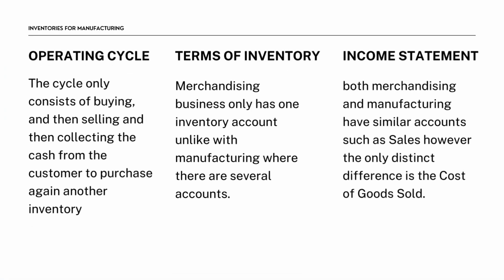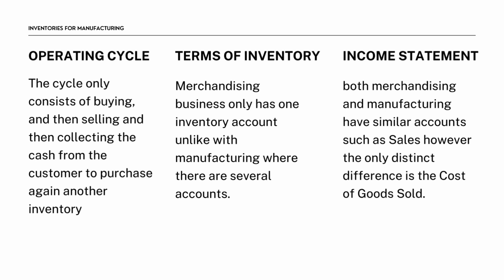In differentiating them, let us first proceed with the operating cycle. So in merchandising, the cycle only consists of buying, then selling, and then collecting the cash from the customer to purchase another inventory. Unlike in manufacturing, where it consists of buying raw materials, processing the raw materials, selling the finished products, and then collecting the cash from the customer to purchase other raw materials.